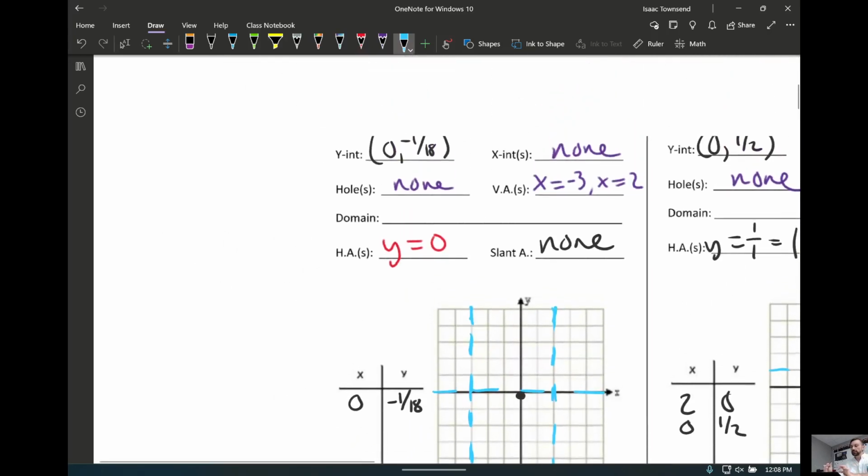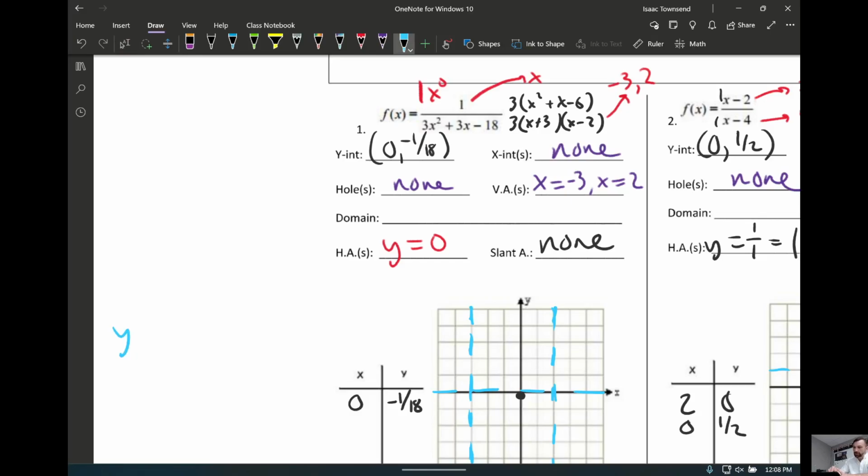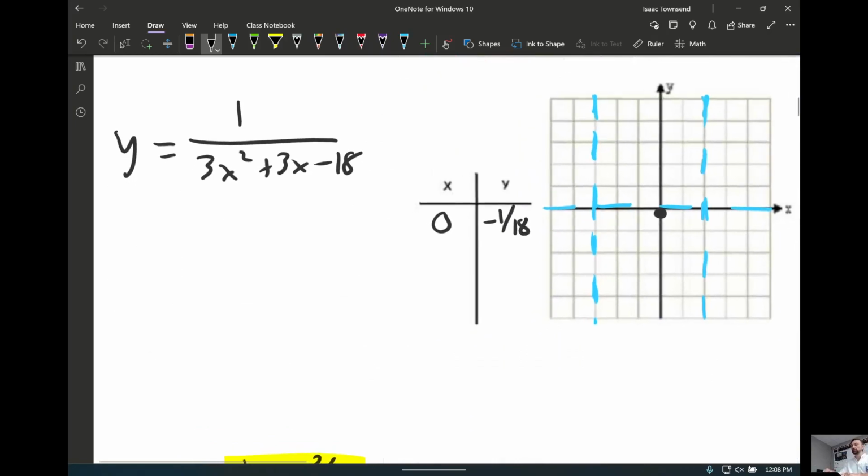So for points, we can just use the equation up here and just plug in some x values and solve for y. I'm not going to pick anything crazy like x equals 10, because that wouldn't be on the graph anyway. I'm also not going to pick a half because that's going to be hard for me to do without a calculator. But I could plug in 1 without much issue. That would be 1 over 3 plus 3 minus 18, which would be negative 1/12. Also super close to 0, but a little bit further down than negative 1/18, which is going to be important.